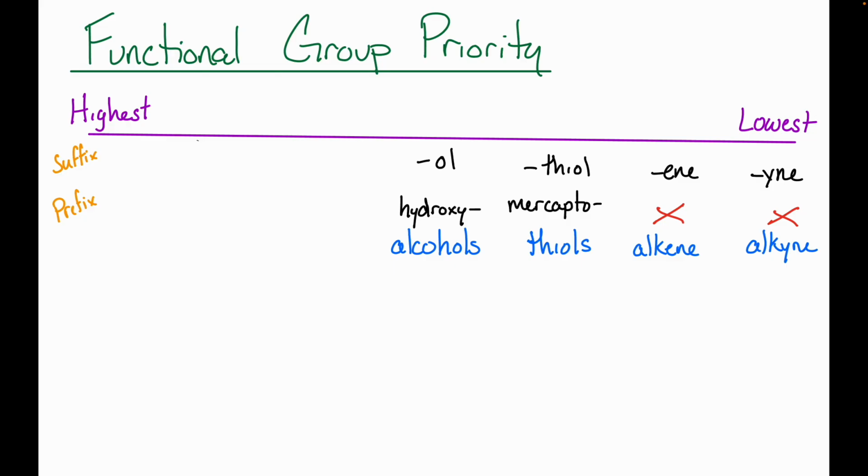All right, so now we have to update this list here. It turns out that our aldehydes and ketones are higher priority than all of these other functional groups here. Specifically, aldehydes are our highest priority, at least at this point in the course, followed by ketones.